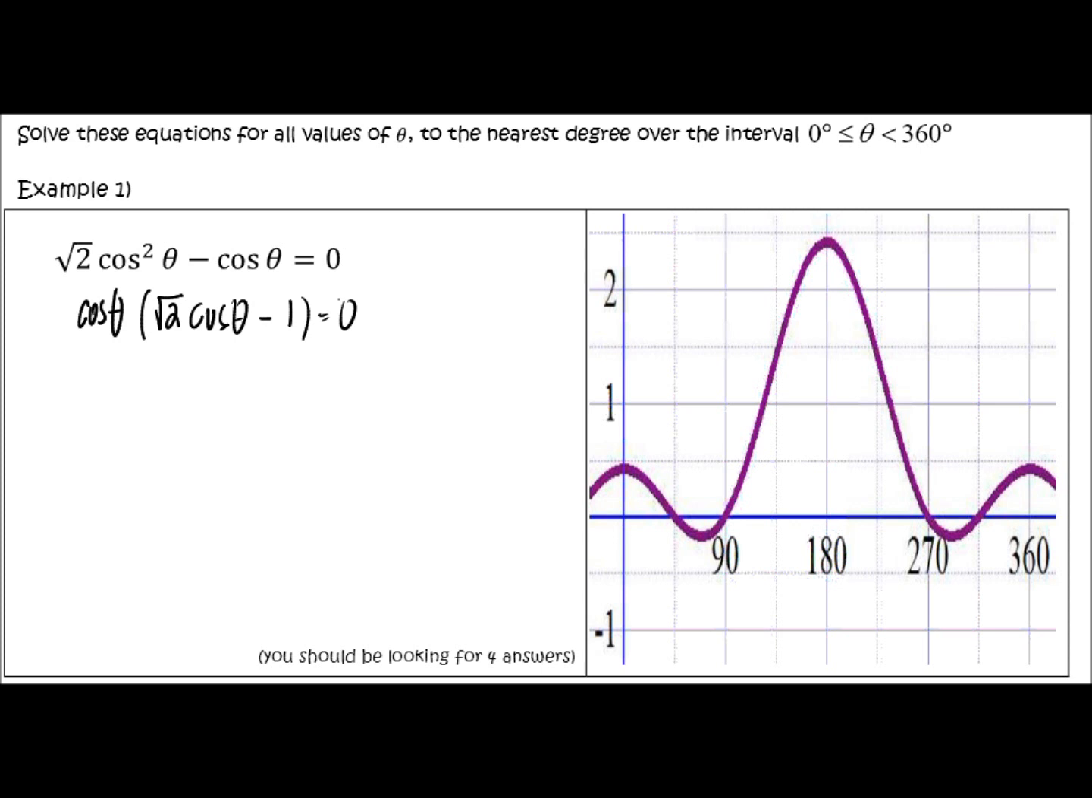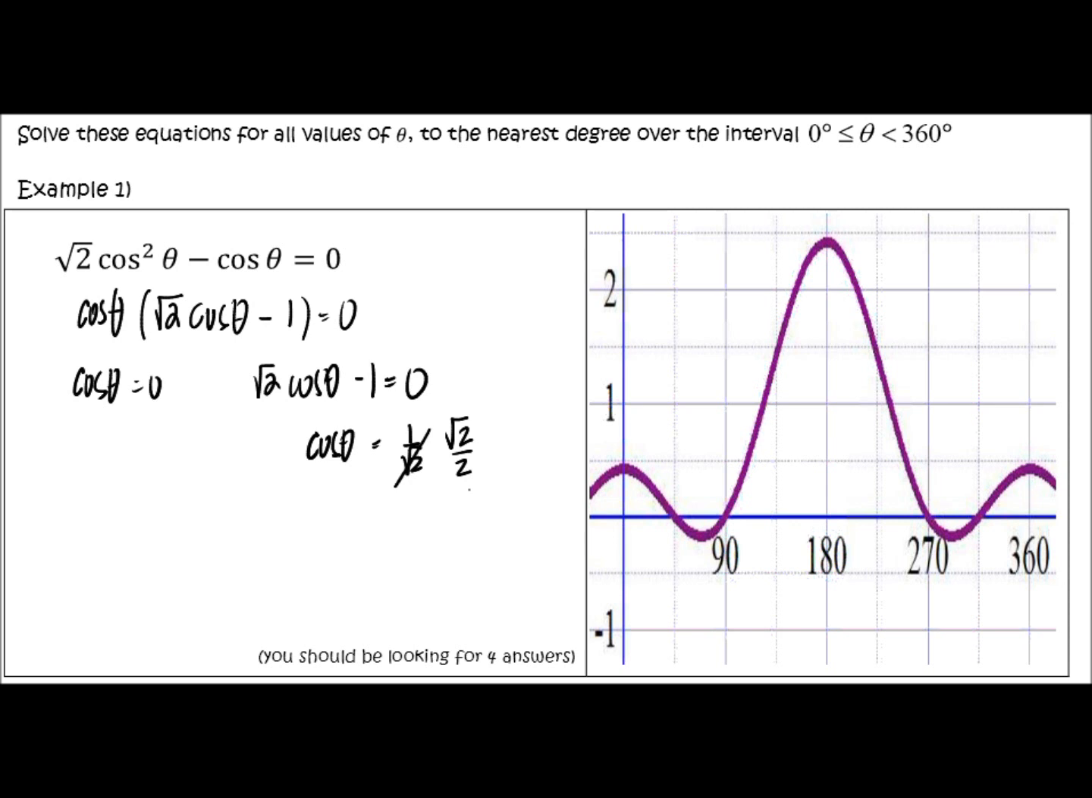At this point, remember how we set each piece equal to 0 and solve? This side is solved for 0: cos theta equals 0. This side we can add 1 and divide by radical 2, and we see that cos theta equals 1 over radical 2, or rationalized, radical 2 over 2.